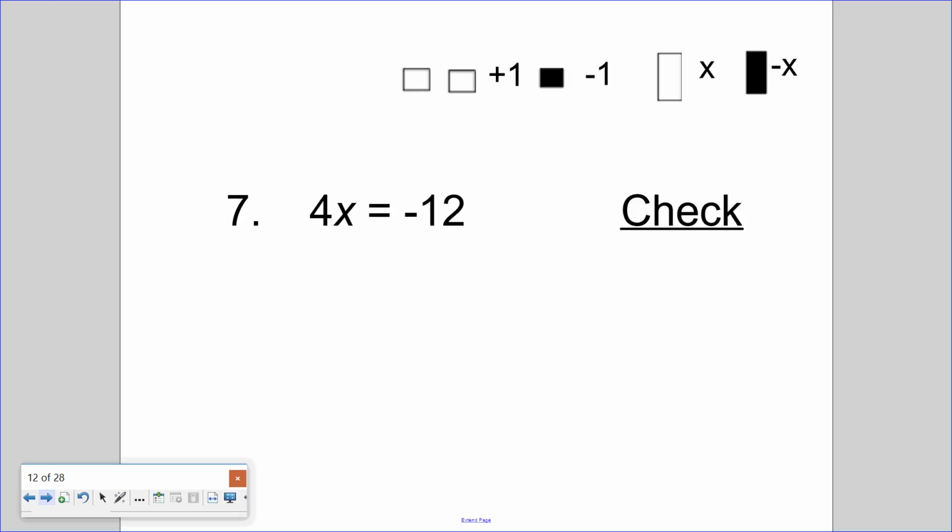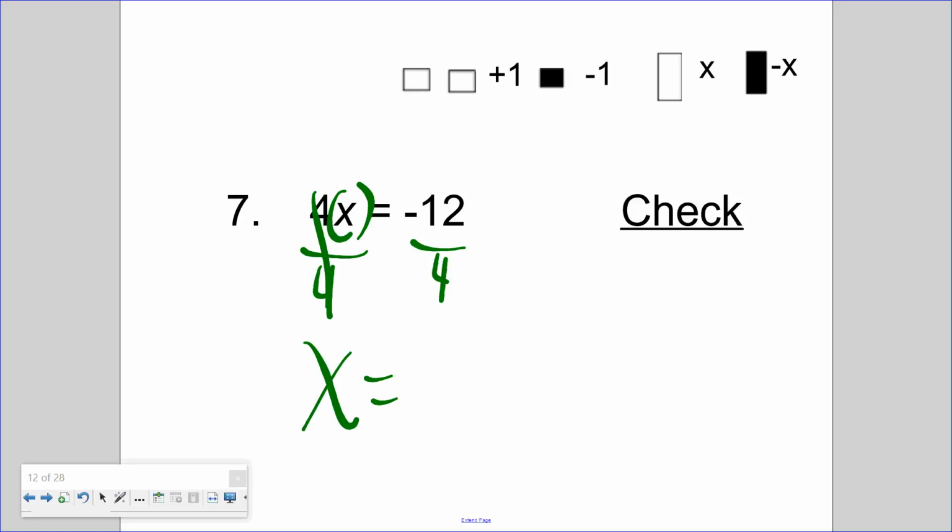Number 7. Now, I'm not going to use models. This is optional. I'm going to see if I can do it algebraically, because when you get to upper level math, you need to try to do this algebraically. So this represents multiply. I need to isolate this x. What's the inverse operation of multiply? Divide by 4.